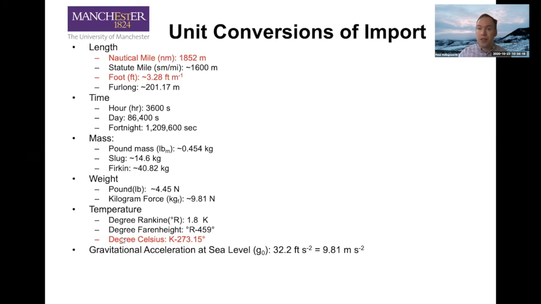Again, we have the ones in red, and these are the most important unit conversions that you will have to do. These are the ones I expect you to be able to remember over time. Obviously, you can have them on a cheat sheet, but the sooner you become familiar with them, the better. Our nautical mile is defined strictly as 1,852 meters.